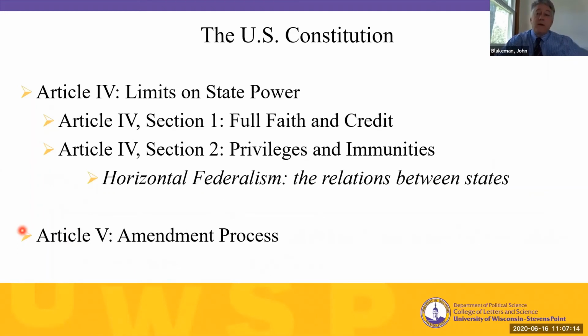So Article 4, limits on state power. Article 4, Section 1, the full faith and credit clause. Article 4, Section 2, the privileges and immunities clause. Both of these together mean that states must recognize the laws and privileges given by other states to their own citizens. What we call horizontal federalism, that states must in general recognize the legal proceedings and citizenship requirements of other states.